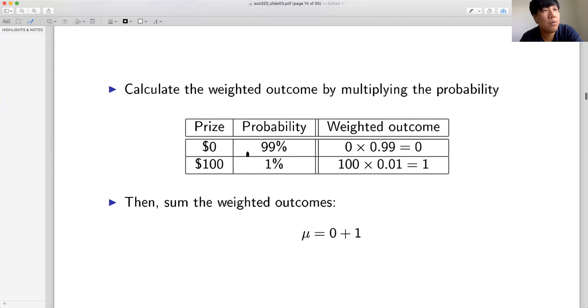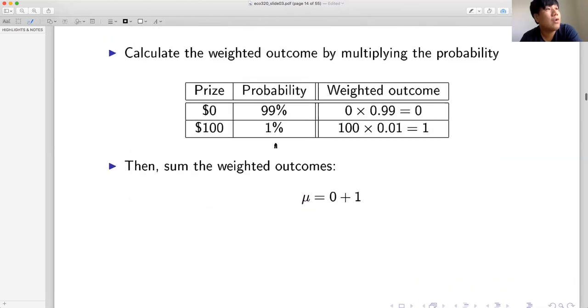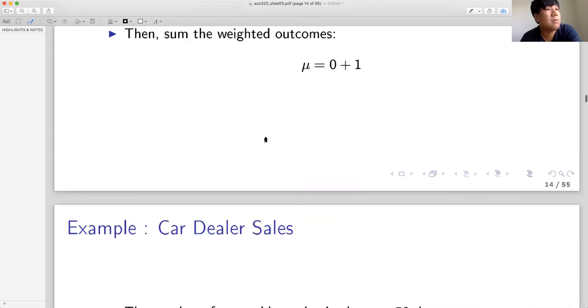So you need to multiply the price times the probability and find the weighted outcome. So 0 times 0.99 is 0, and 100 times 0.01 is 1. The sum of the weighted outcomes is your average. That is very easy in probability. First, multiply these two to find the weighted outcome, and then just add them up. That's it. You don't have to divide by the number of samples, because in probability, the sample sizes are already taken into account.